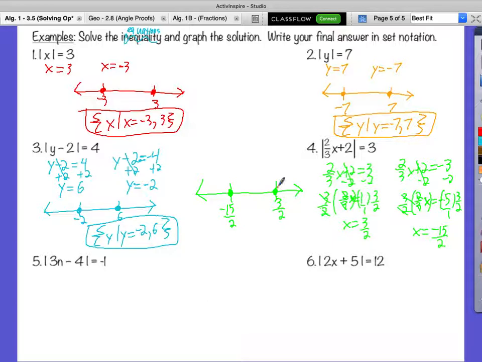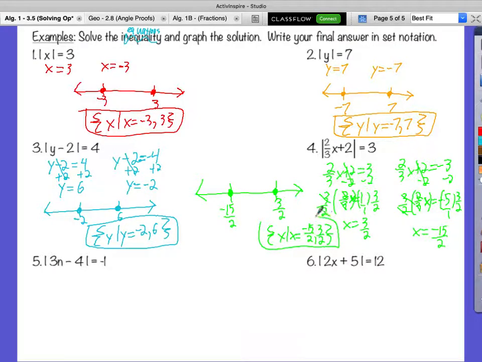Okay, then we put it in set notation. So please go ahead and do that with me. X such that x is equal to -15 over 2, comma, 3/2.